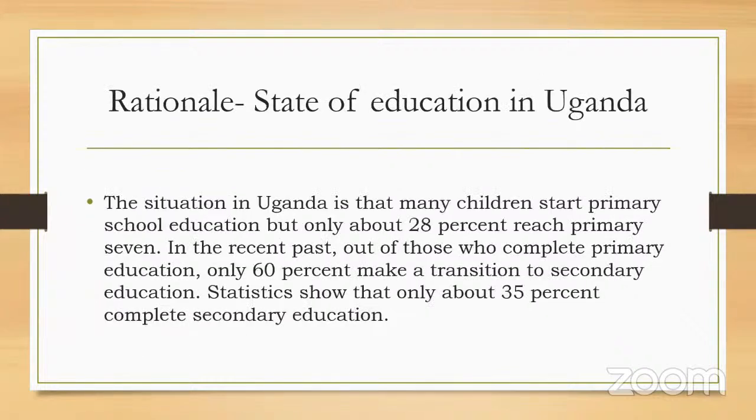The rationale is something you know very well: the state of education in Uganda. Many children start primary school, but very few actually finish the secondary school sector. 28% of the children reach primary seven, and of those who complete primary education, only 60% make the transition to secondary education. And statistics has it that about 35% complete. So you can imagine if 1 million children started P1, how many might end senior four?